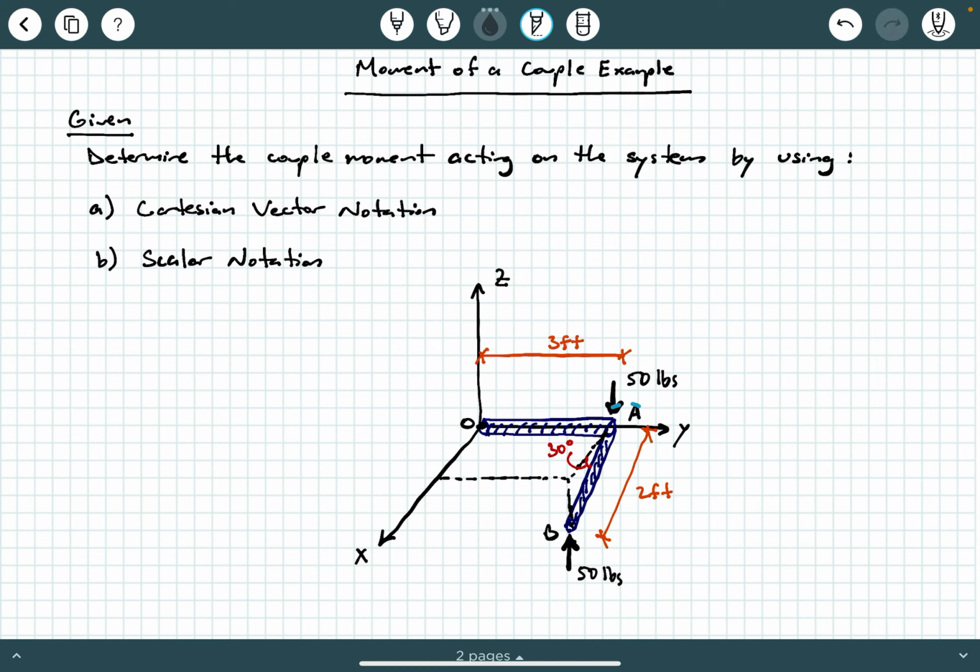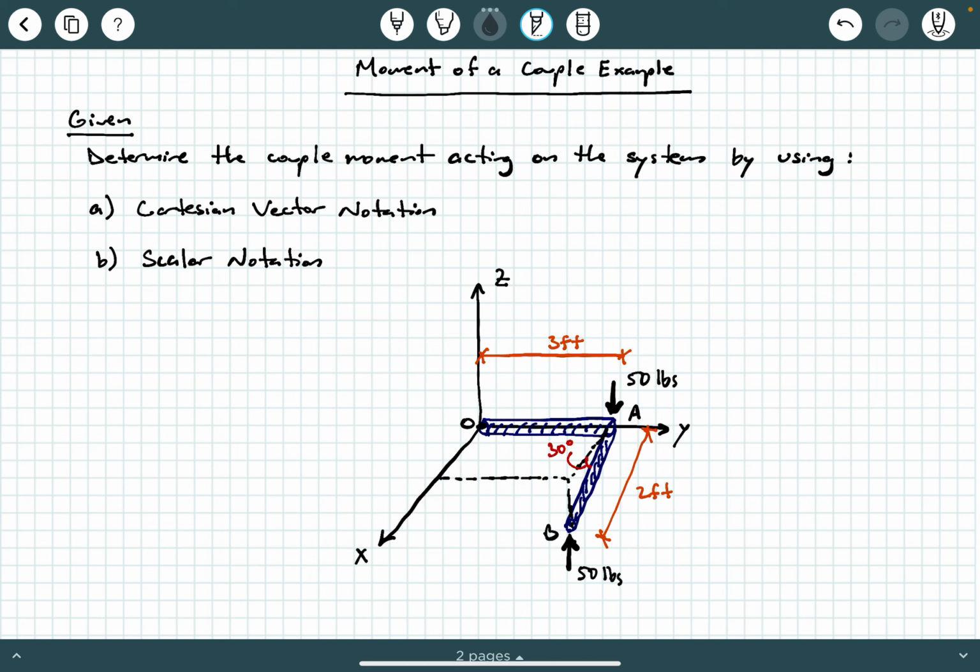Now, at the corner A, we have a downward 50-pound force acting there. And then at the end B, we have an upward 50-pound force acting at that point. The length along the y-axis, which is OA, is 3 feet long. And then the diagonal length from A to B is 2 feet long. We also have some projected lines to help us visualize things. So this little corner right here is the projected line up to the XY plane. So that's what we're looking at here.